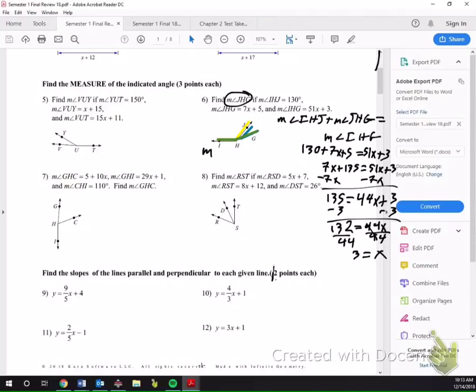Now again, we're asked to find the measure of JHG. So we know that JHG equals 7x plus 5. We're going to plug that 3 back in. 7 times 3 is 21. 21 plus 5 is 26. And so we get 26.